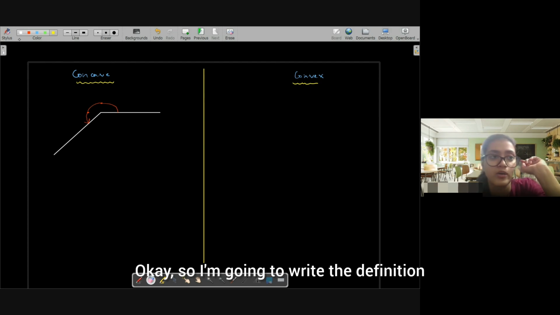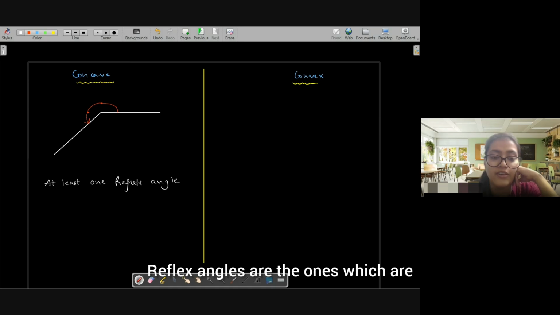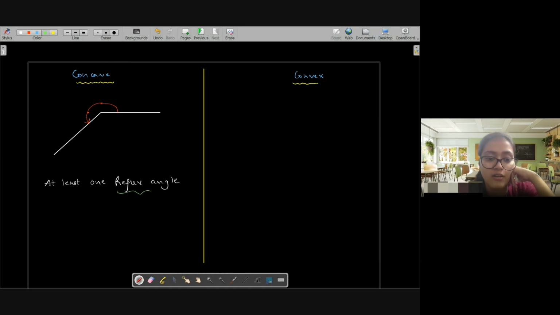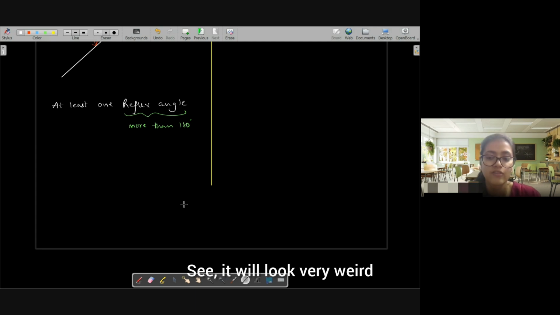Okay, so I'm going to write the definition. This has at least one reflex angle. Reflex angles are the ones which are more than 180 degrees. Now I'll draw a concave polygon, okay? It will look weird to you. See, it will look very weird.